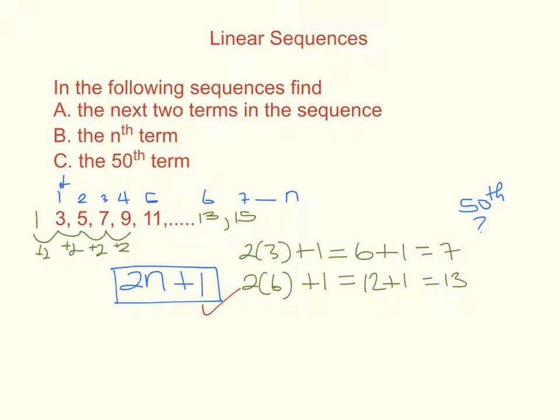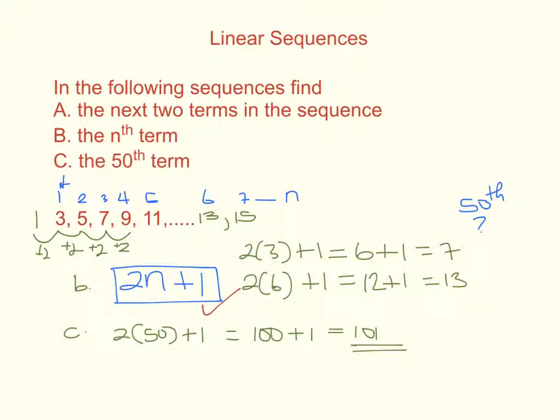So here we go then. This is part C of the question now. This was part B. So part C of the question, replace the n with the number 50. So here we go, 2 times 50 plus 1. I need to do BIDMAS first. 2 times 50 is going to give me 100, plus 1. So my final answer is 101. And this is the answer in the 50th place.